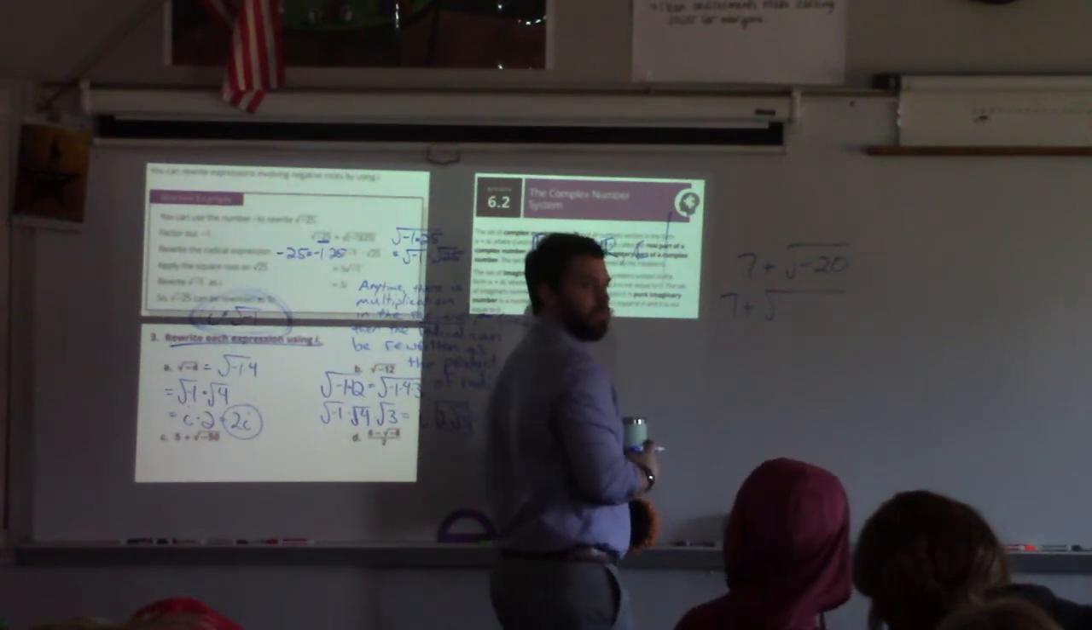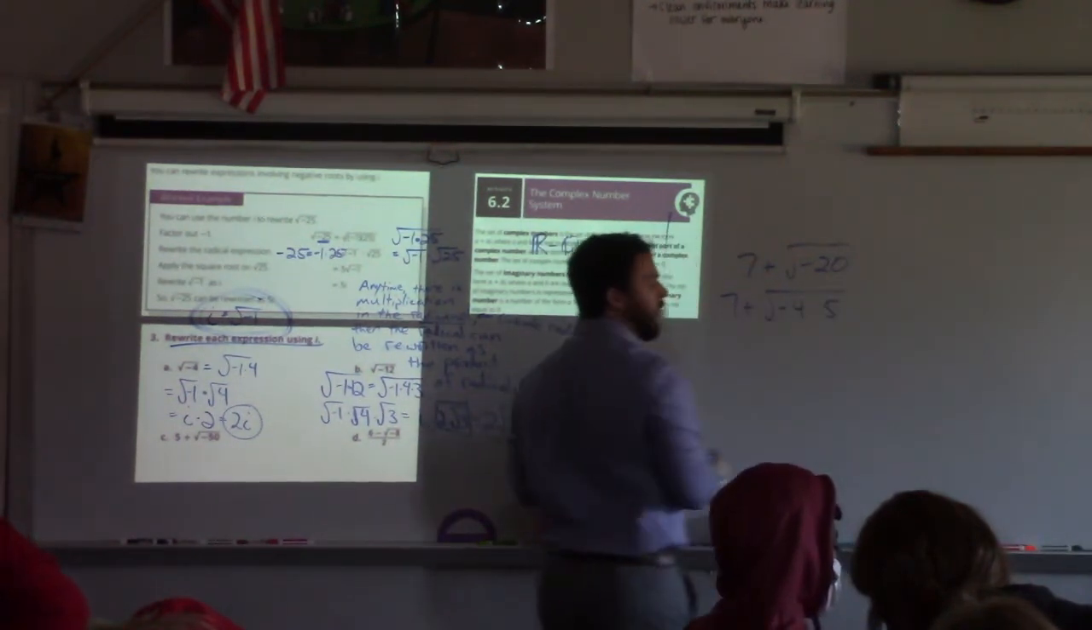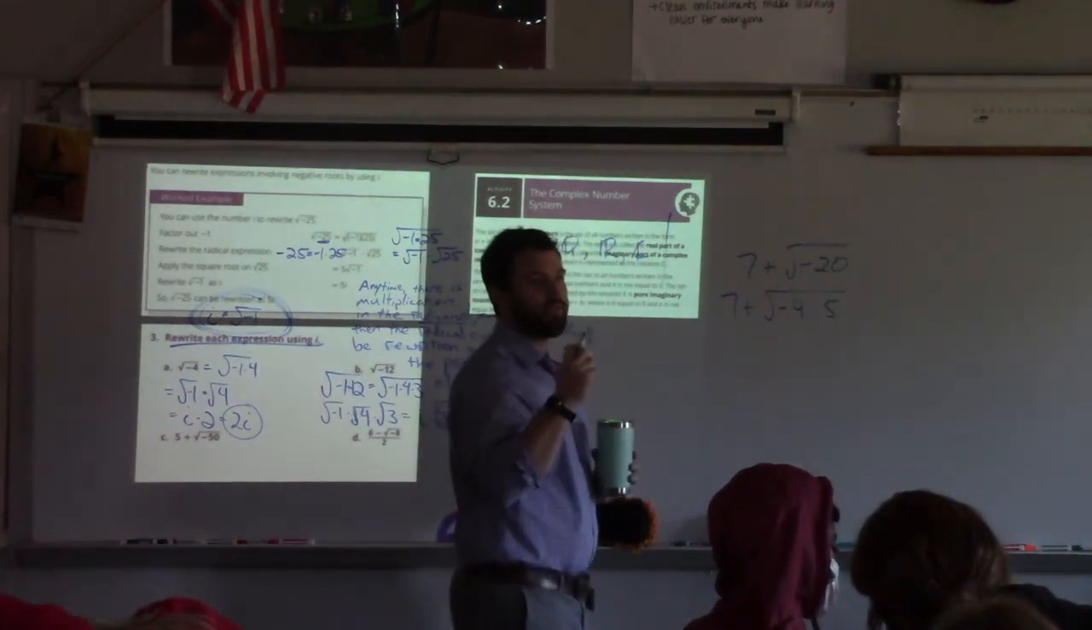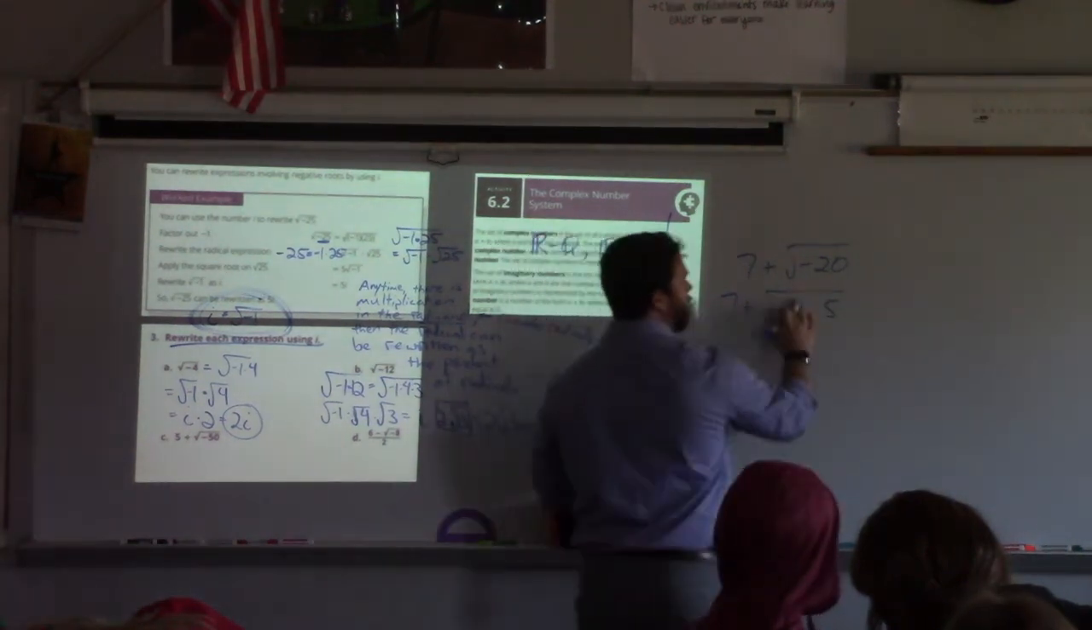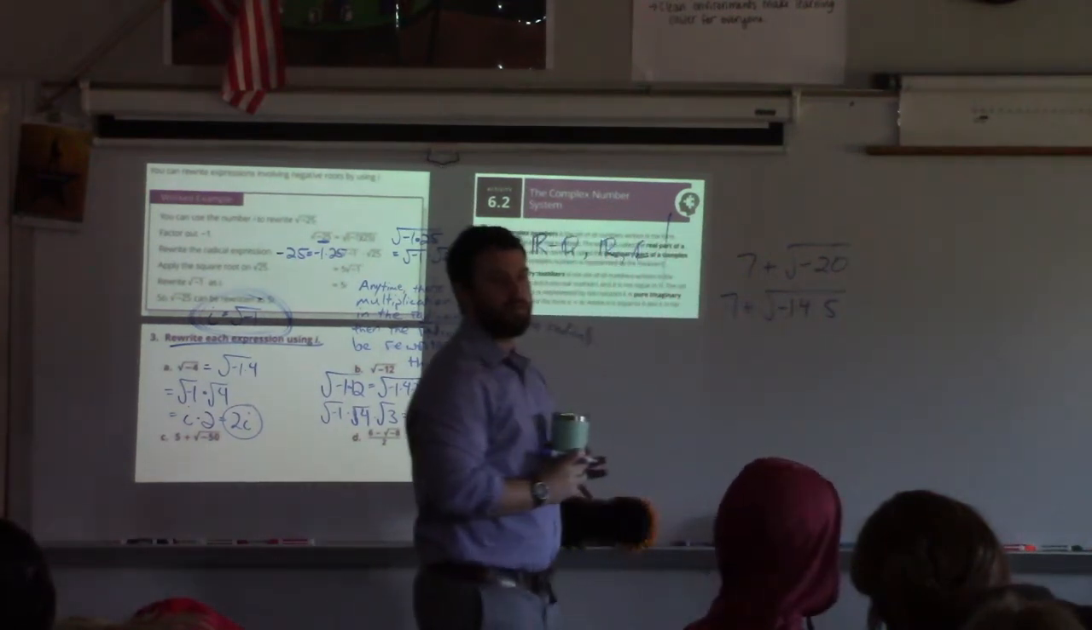-4 times 5. Oh, so I wouldn't do negative 4 times 5, because I want the square root of negative 1. So it would be negative 1 times 4 times 5, right?